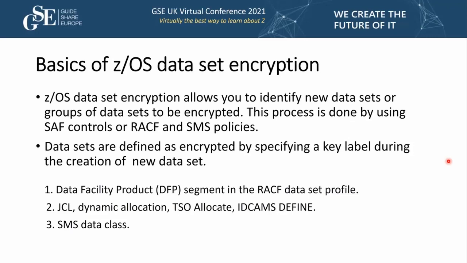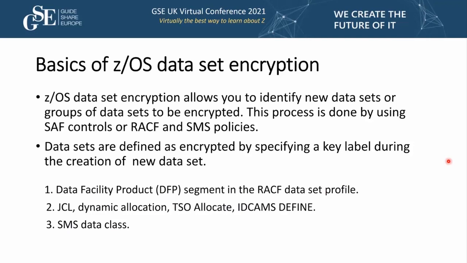Authorization to view the contents of a data set is based on access to the key label that is associated with the data set. The encryption key that is associated with that key label is used by DFSMS to start CPACF to encrypt and decrypt the data. Encrypted data sets must be extended format and cataloged.